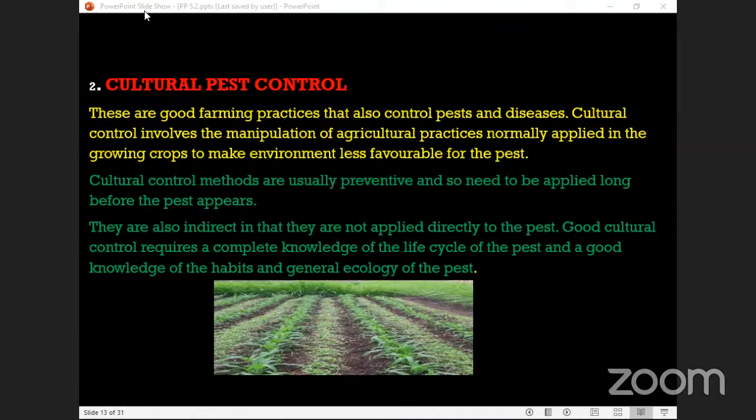How are they important? They are important in a way that they are able to destroy the life cycle of a pest. For example, if you practice crop rotation, it means that when you, okay, can you define what crop rotation is? Shania, what is crop rotation?